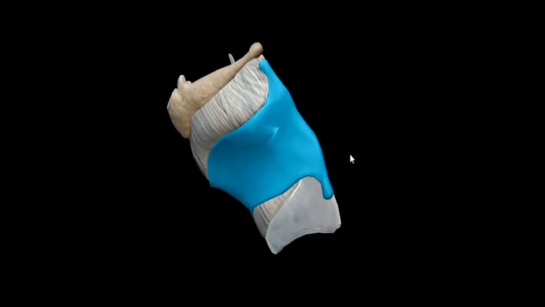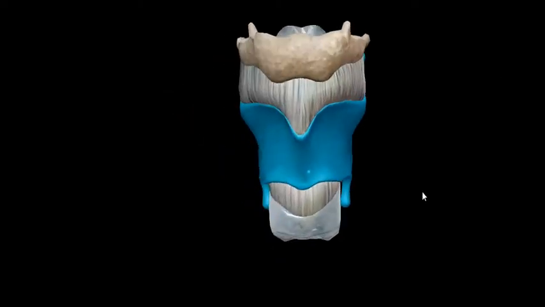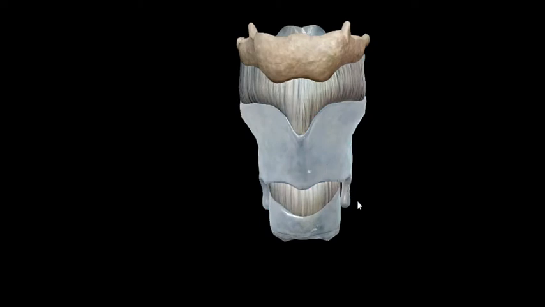You can consider also from this view the presence of the oblique line as well as the ridges, which provide attachment of external muscles of the larynx. Finishing talking about the thyroid cartilage, let's talk about the cricoid cartilage.